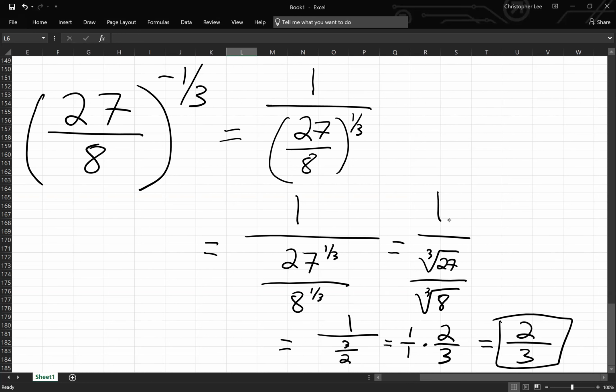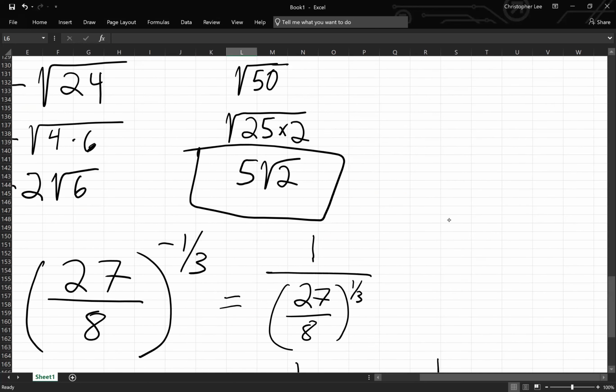So what's C? No. So your answer is 5 square root 2. So what's C?